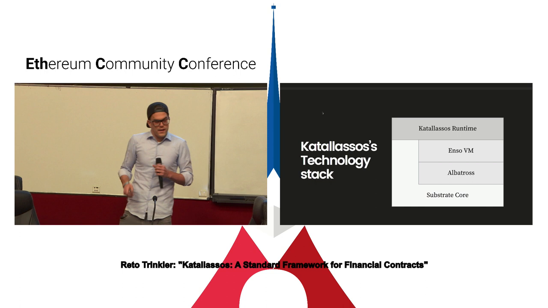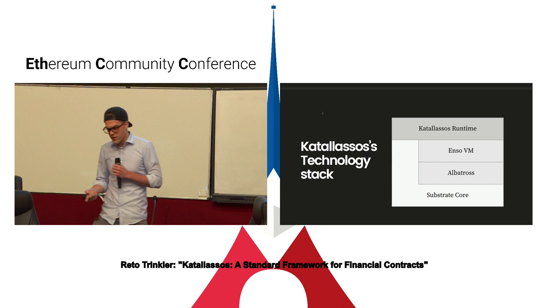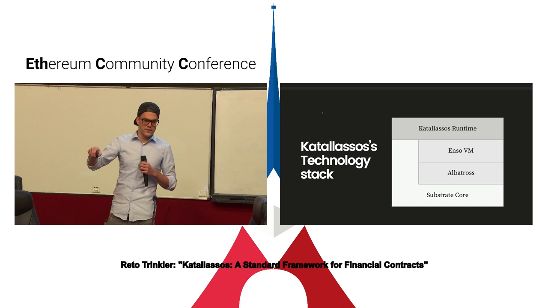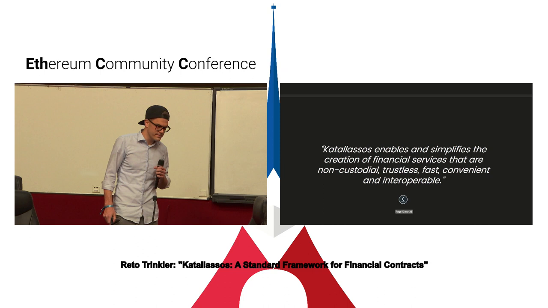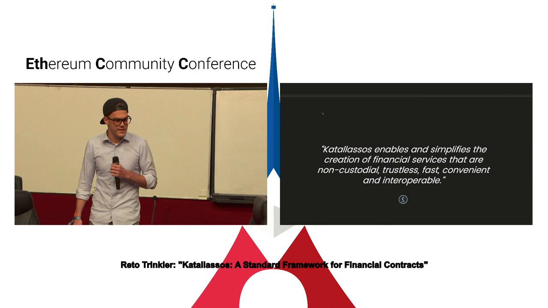So that's essentially Catalosis. We use Substrate Core, we have our own consensus algorithm, which is Albatross, and our own general purpose VM, which is Enzo. On top of Enzo, we implement the Actus standard. So Catalosis enables and simplifies the creation of financial services that are non-custodial, trusted, fast, convenient, and interoperable.